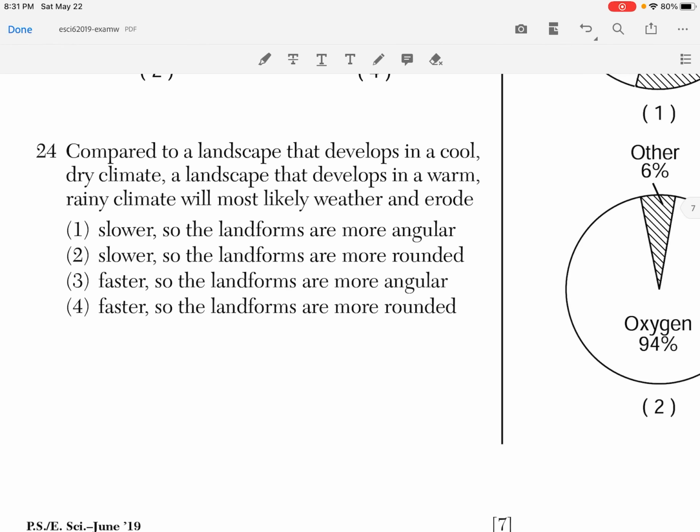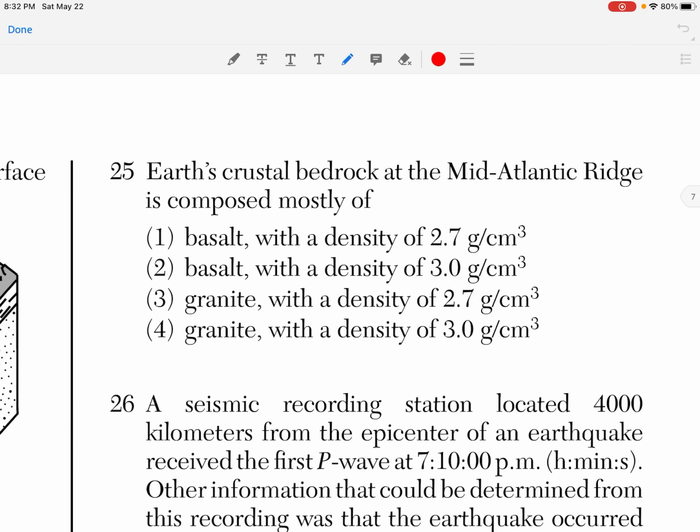Okay, question number 24. We're comparing a landscape that's in a cool, dry climate to one that is in a warm, rainy climate. So what would it be like in a warm, rainy climate? Well, you'd have a lot more weathering and a lot more erosion. And so we would expect that the landscape would erode a lot faster, so we can get rid of number 1 and number 2. And because it's weathering and eroding, it's going to break everything down and round everything out, and therefore the answer has to be number 4. Okay?